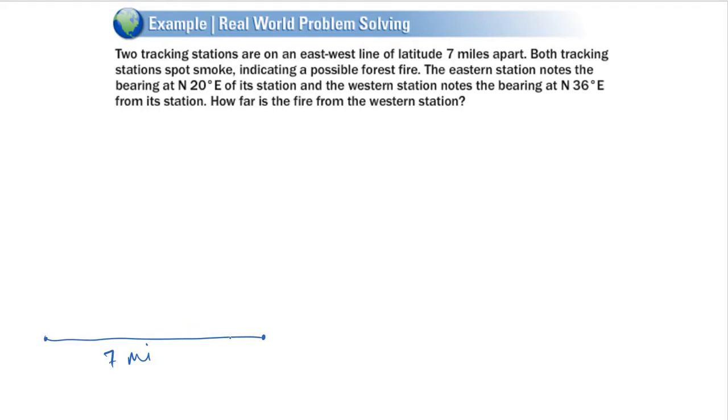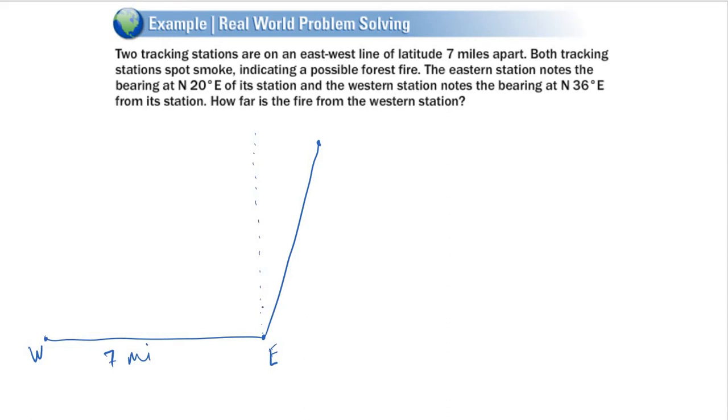The eastern station, so that's going to be this one. So if you think north, east, south, west. So the eastern station, in fact, let me just put that. So east and west here. Notes the bearing at north 20 degrees east. So if you just picture a north-south line right here, if we swing out 20 degrees toward the east from that, that's what north 20 east means. And so let me just kind of sketch something in. So let's say something like that.